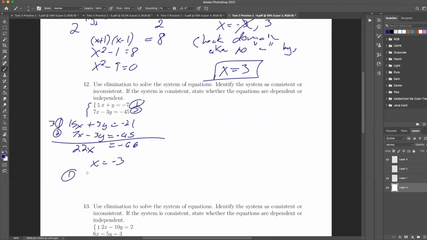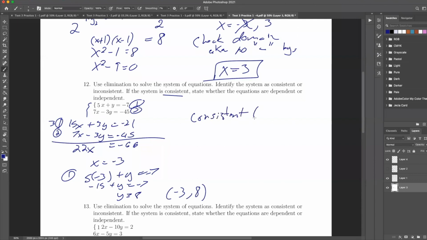So I'm just gonna replug that into 1. So I have 5 times minus 3 plus y equals negative 7. So minus 15 plus y equals minus 7. So y equals 8. So I have my solution here, minus 3, 8. And the system is consistent. So it's consistent because it has a solution, right? It has a solution.